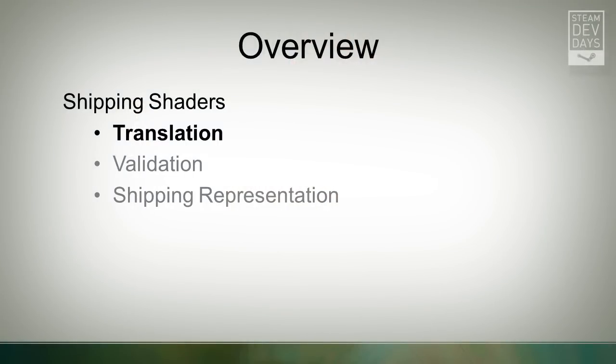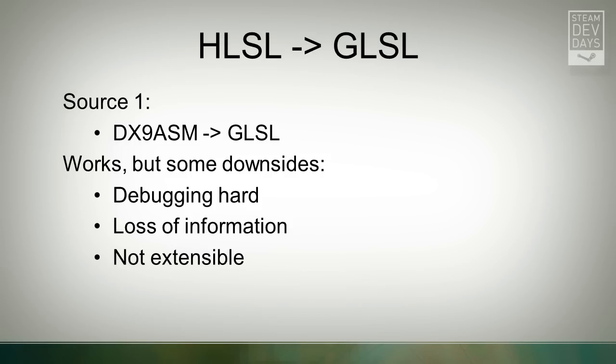All right, thanks, Jason. So I'm going to talk now about some of the work we've done in Source 2 around shipping shaders. Specifically, I'll talk about how we translate our shaders from HLSL to GLSL, how we validate that those shaders are correct using an open source tool called GLSlang, and I'll also talk about some challenges around the representation of shipping shaders, namely compile time performance of shaders, as well as shader portability. I'll start with the topic of translation.